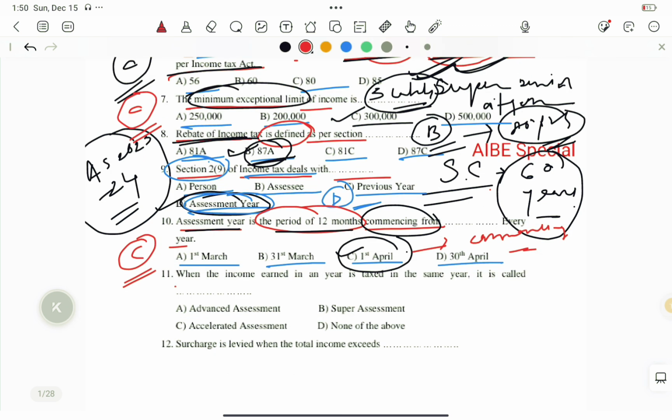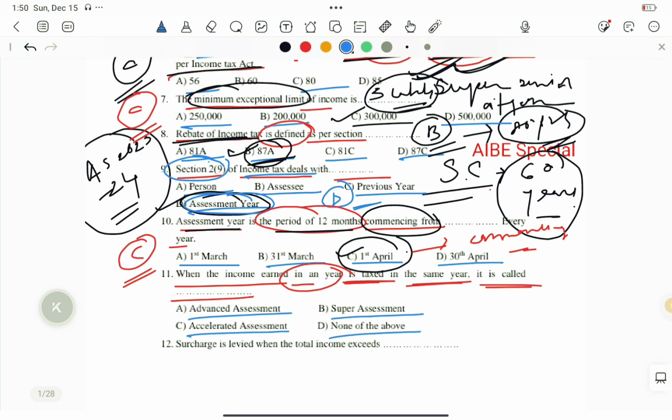The next question is when the income earned in a year is taxed in the same year, it is called dash. Let's see the options. Options are option A, advanced assessment, option B, super assessment, option C, accelerated assessment, option D, none of the above. So in this case the correct option would be option C, that means accelerated assessment. That means when the income earned in a year is taxed in the same year, it is called accelerated assessment. So now moving to the next question.